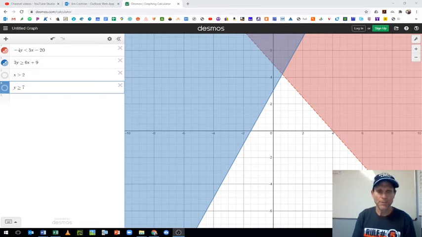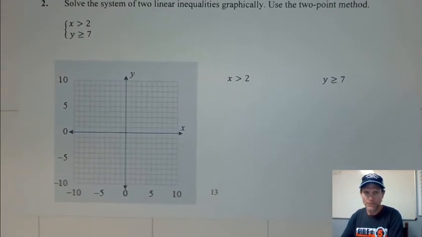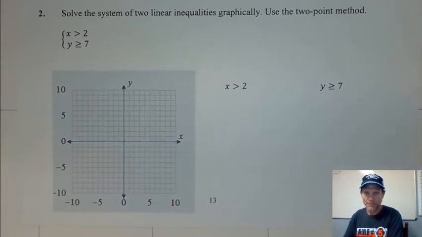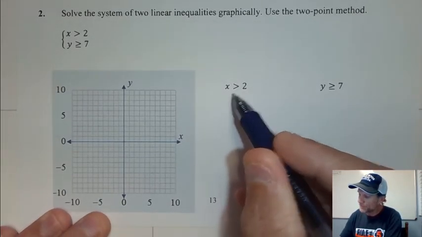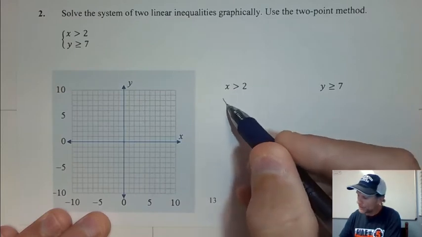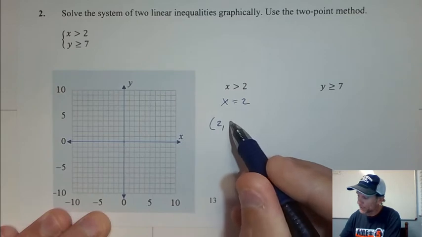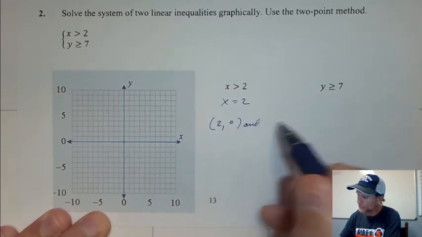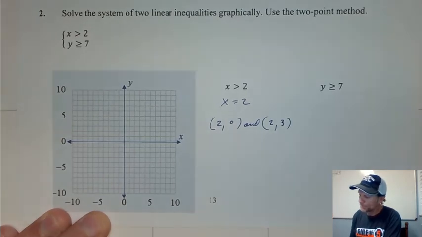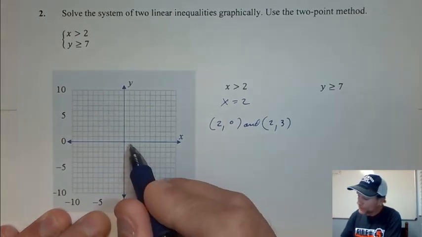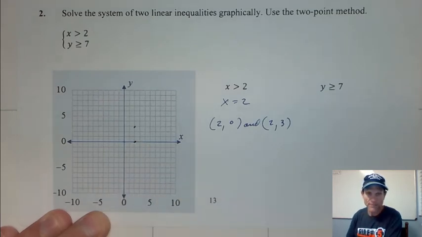So we're going to look at one more in this video. We're going to look at this one at the bottom of the page here, and it says use the 2-point method to do this. We kind of think about that, and we've seen this before. We think about x equals 2 to find our points. So x is 2, and I just did 2, 0, and 2, 3. Okay? The x part has to be 2. So I'll do 2, 0, and 2, 3, and we see that they're stacked on top of each other.